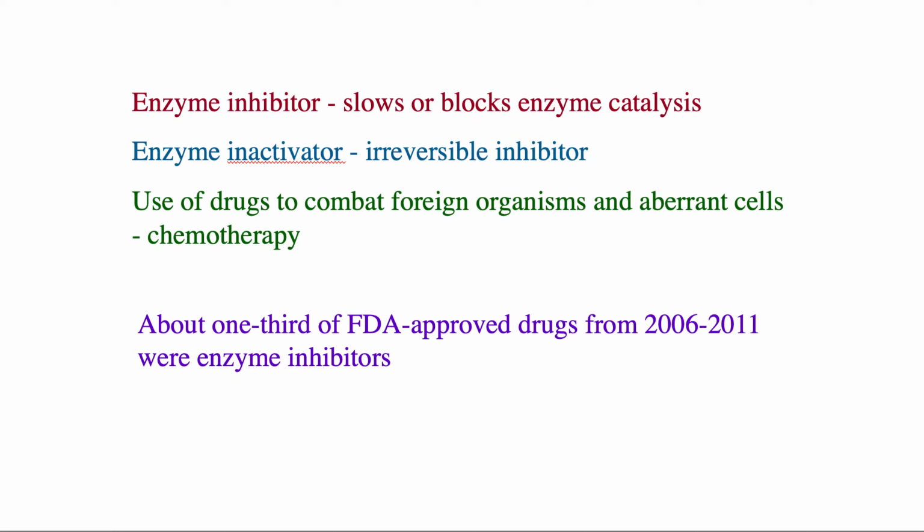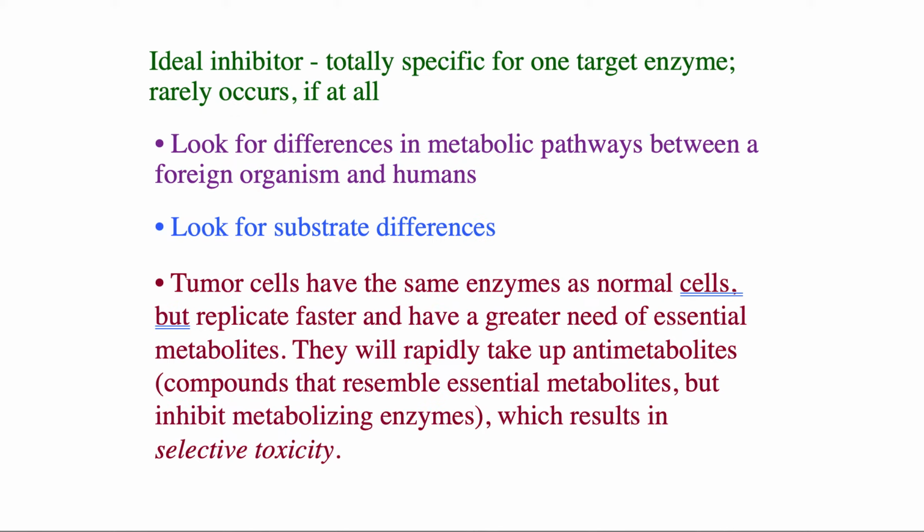Notice that about 1/3 of FDA-approved drugs, this is a little bit dated now, I need to go back and refresh this number, from 2006 to 2011 were enzyme inhibitors. So the ideal inhibitor is totally specific for one target enzyme, and this rarely occurs. What we need to do is look for differences in metabolic pathways between a foreign organism and humans. We need to look for differences in substrates.